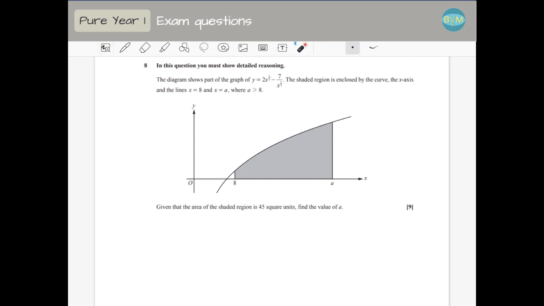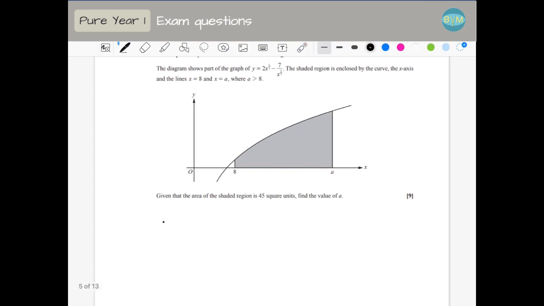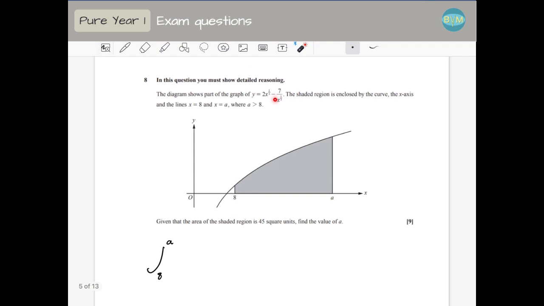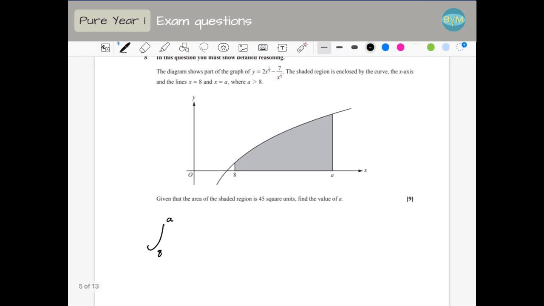So we are going to find the area in terms of A, make it equal to 45, and from there find A. The area is going to be the integral between 8 and A of the function. I'm going to write the function in a way that is easier to integrate, with negative exponents: 2x to the power of 1/3 minus 7x to the power of minus 1/3.